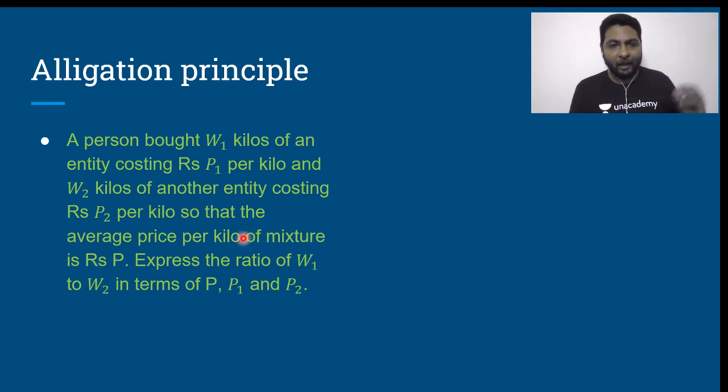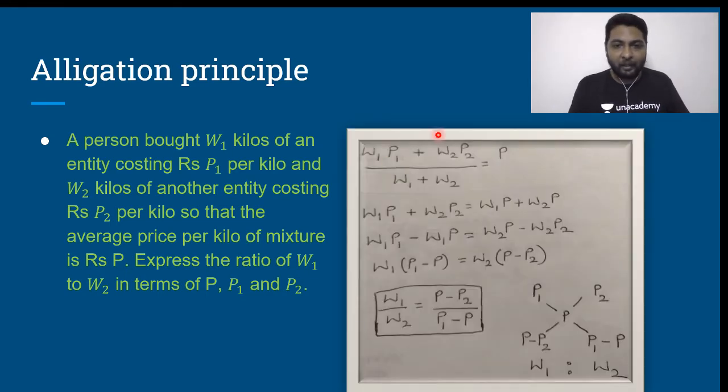Now, if we go by the same thought of how we solved the previous question, we will be ending up writing W1 kilos, P1 rupees per kilo. So W1 into P1, this much went out of the pocket. W2 kilos at rupees P2 per kilo. So W2 into P2, this much went out of pocket. Totally W1 P1 plus W2 P2 went out of the pocket. How many kilos has he bought? W1 plus W2. So therefore, what is the average price per kilo? Total amount that went out of his pocket divided by the total amount of entity that was bought, W1 plus W2. This average is nothing but rupees P per kilo.